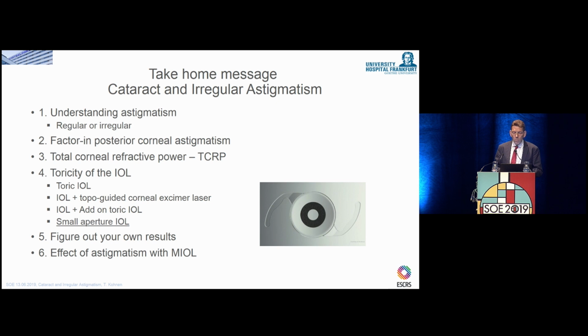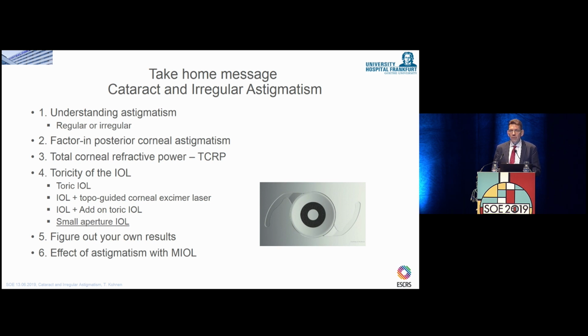So in summary and take home, I think that understanding astigmatism, particularly irregular astigmatism, is very important. You need to differentiate between regular and irregular corneas. Factoring in posterior corneal astigmatism, I think, is important nowadays because you would like to correct the whole astigmatism, the total corneal refractive power. And then the toricity of IOLs can be done in different ways. Toric IOLs, you can combine IOLs with surface ablation, with add-on technologies, and with a small aperture. I think that's a really rising star in terms of IOL technology for irregular corneas in the future.